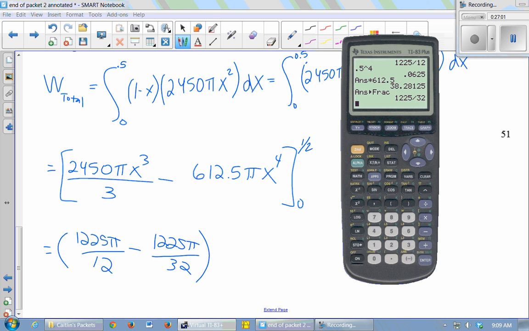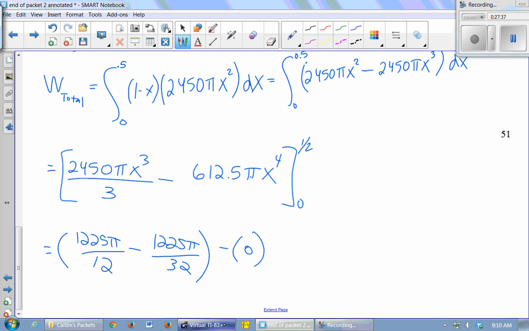Okay, so that's what I get when I plug in a half, and when I plug in 0, I get 0, because every term has an x in it. So I just have to do the subtraction. 1225 over 12 minus 1225 over 32. That's 6125 over 96.